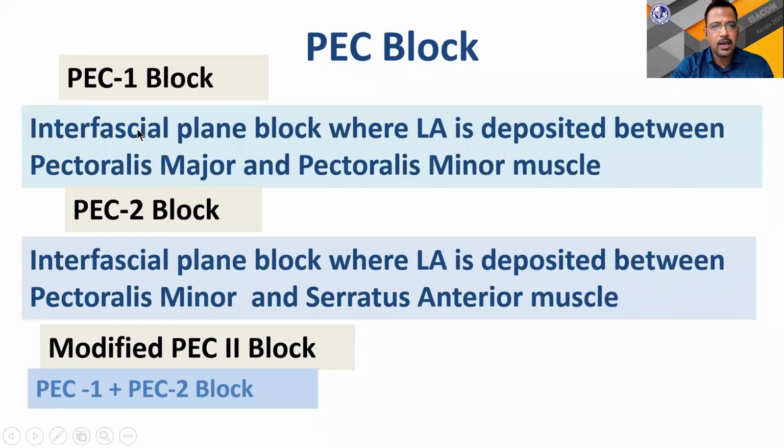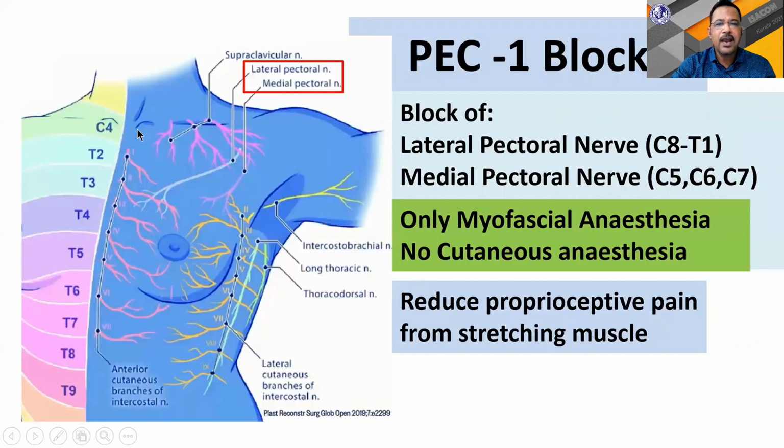Now coming to the pec block, it is divided into pec 1 and pec 2. Pec 1 is where you deposit the drug between the pec major and minor muscle, and pec 2 is where you deposit the drug between the pec minor and serratus muscle. And if you combine the two, it becomes a modified pec 2 block.